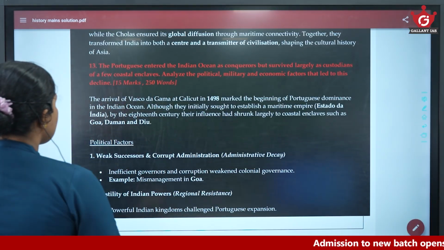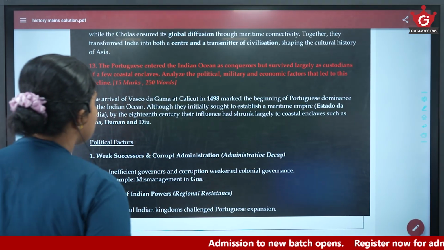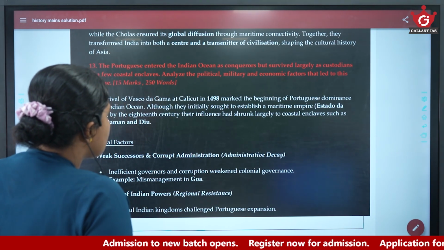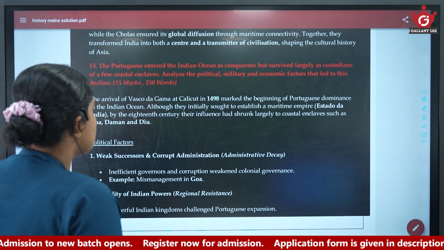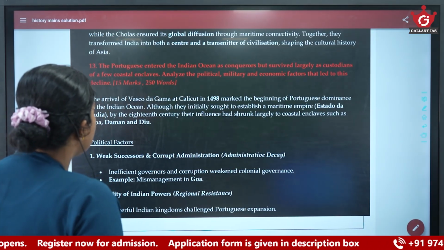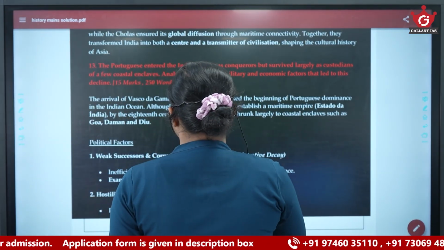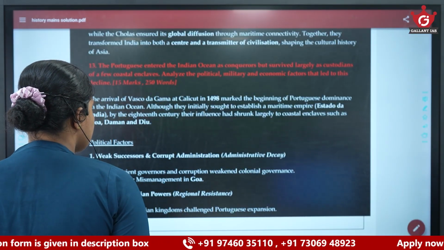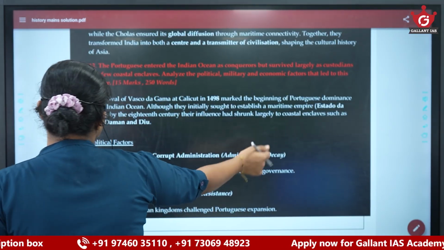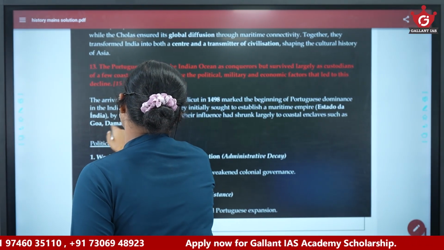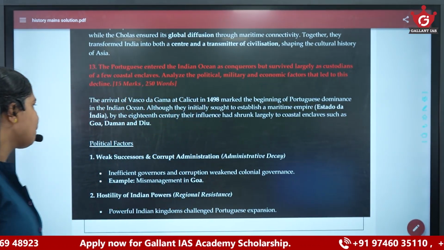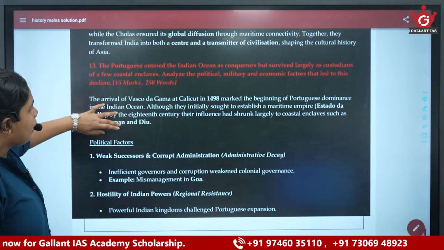The arrival of Vasco da Gama at Calicut in 1498 marked the beginning of Portuguese dominance in the Indian Ocean, although they initially sought to establish a maritime empire, which is called Estado da India. By the 18th century, their influence had shrunk. If you give this example here, Goa, Daman and Diu, it's very good. So what were the political factors?